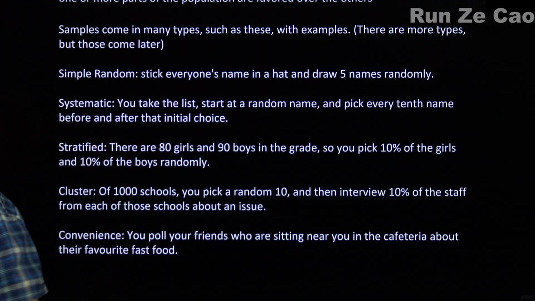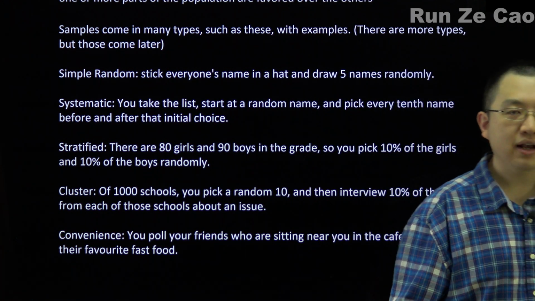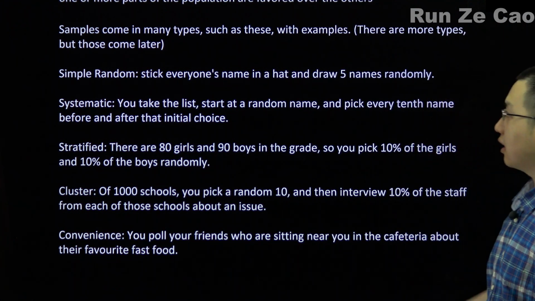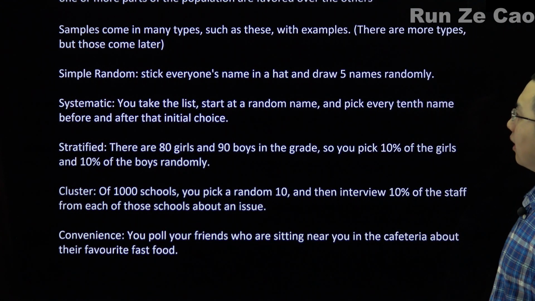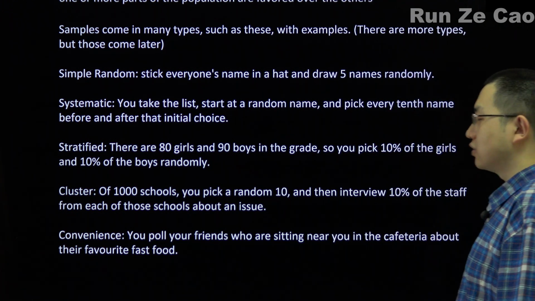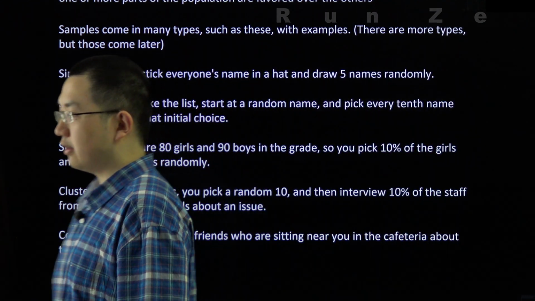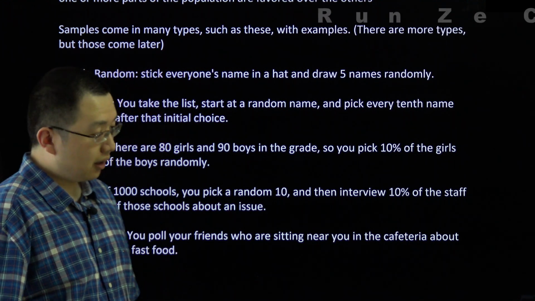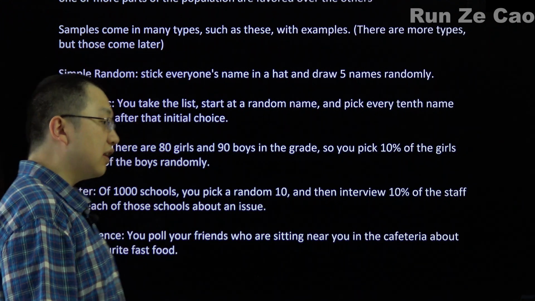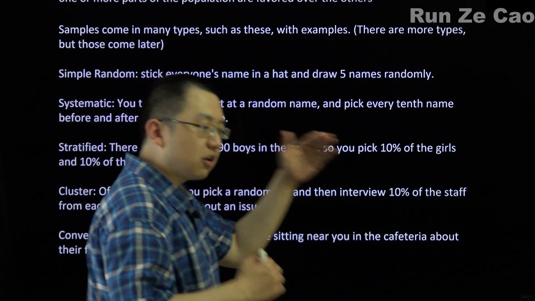A simple random sample is you stick everyone's name, so everyone in the population's name, in a hat and draw some names randomly. A systematic random sample, you take the list of names or people, start at a random name or number, and then you pick every 10th name before or after that choice. It could be every 10th if you want about 10% of the population to be surveyed or sampled. It could be every 5th. It could be every 100th. The point is, a systematic random sample, the starting point is random, but then you go systematically.